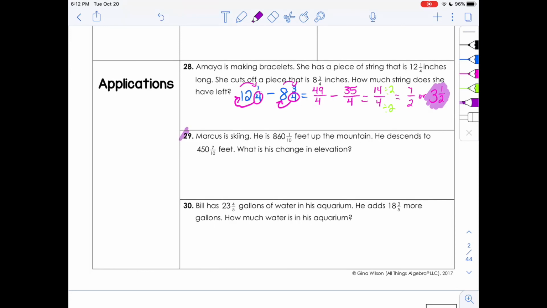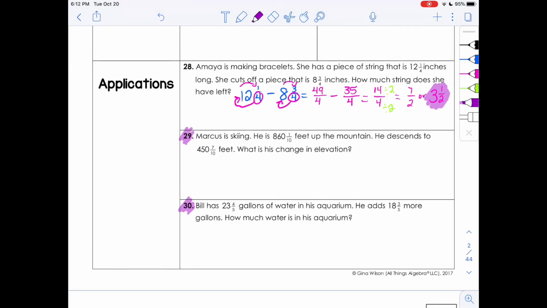Go ahead and highlight number 29 and number 30. I want to read those two with you and talk about how you would solve those. Marcus is skiing. He is 860 1/10 feet up the mountain. He descends to 450 7/10 feet. What is his change in elevation? So he's starting up high and then he descends. So he's going down. So that means you're going to want to subtract. And in order to subtract these two numbers, you want to change both of them into improper fractions.